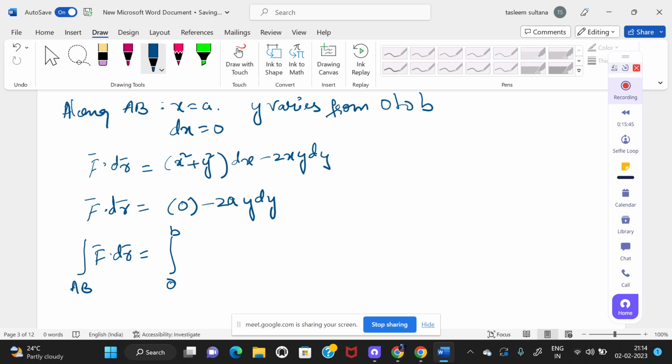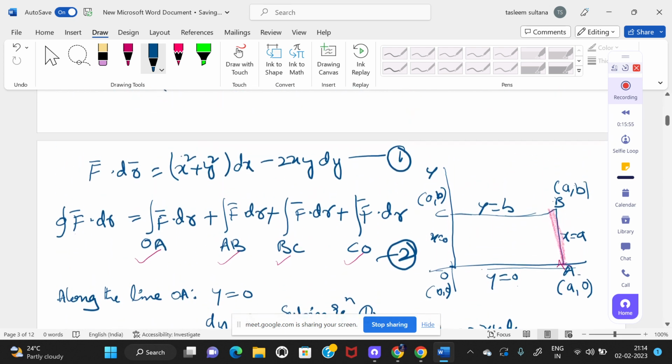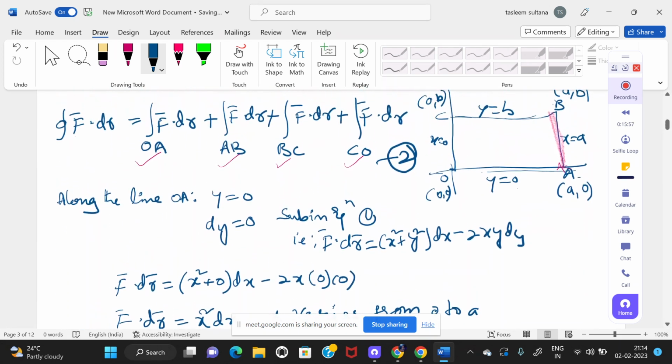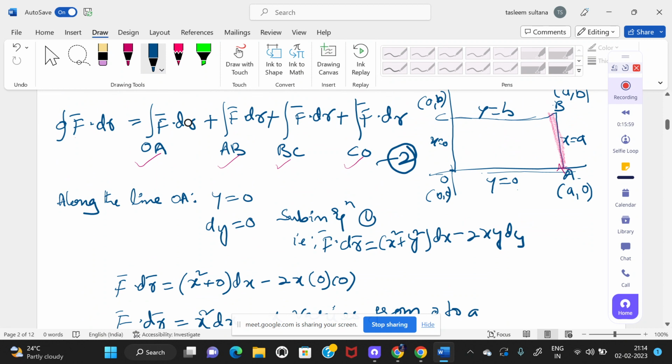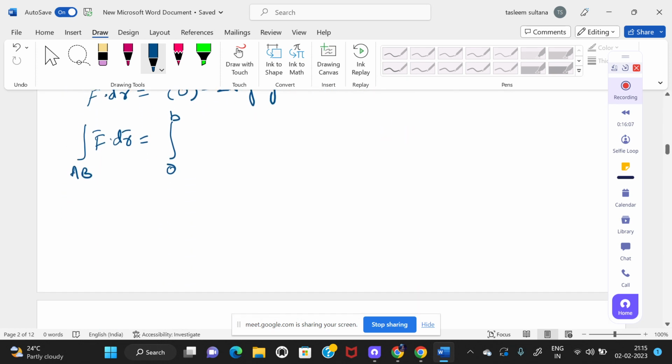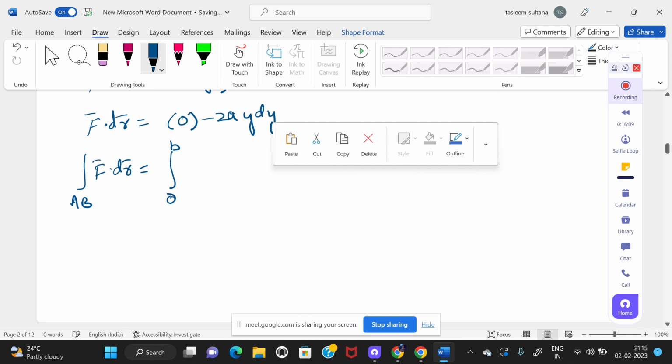It is a line parallel to the y axis, where x value is equal to a. See here, you're moving from a to b. In that, your x value is equal to a and dx will be 0, and your y varies from 0 to b. That only I have written here.